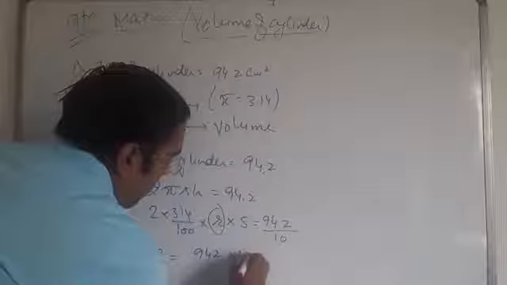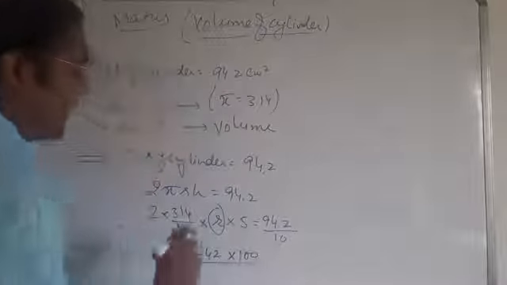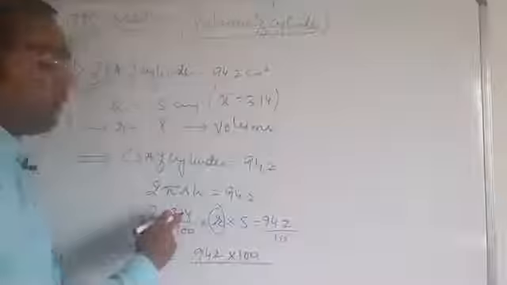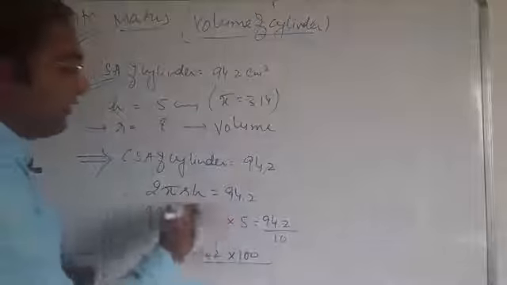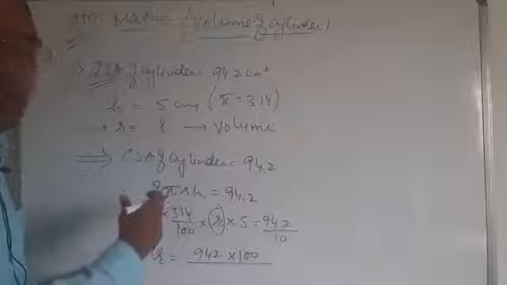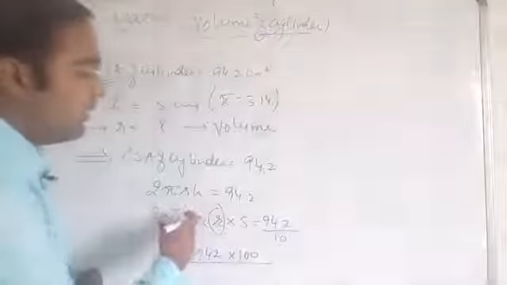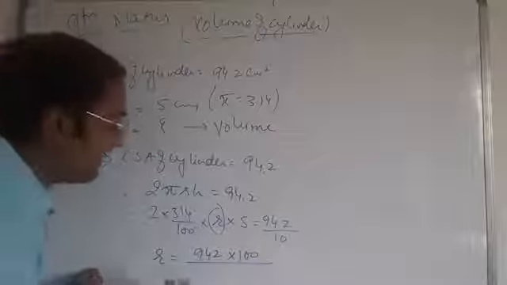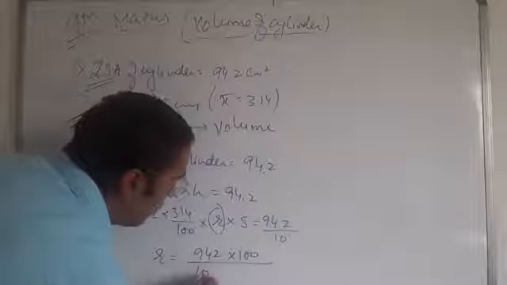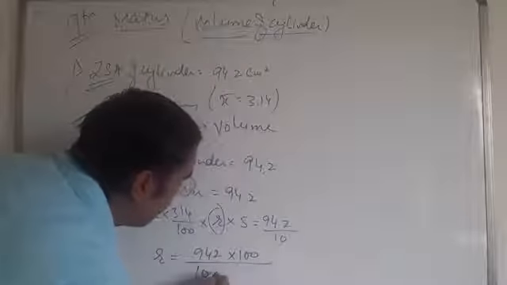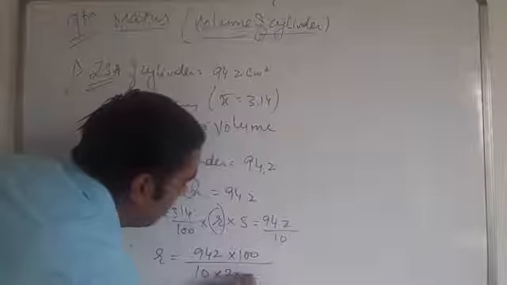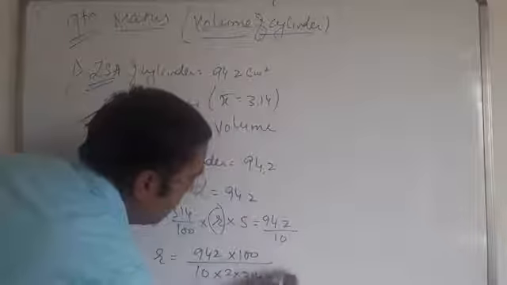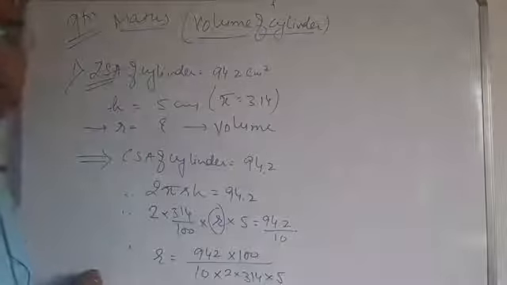So my radius is equal to 942 into 100. And 314 and 5 are in multiplication, so they shift to the second side and divide, and 2 and 10 also. So 10 into 2 into 314 into 5. Okay, clear?